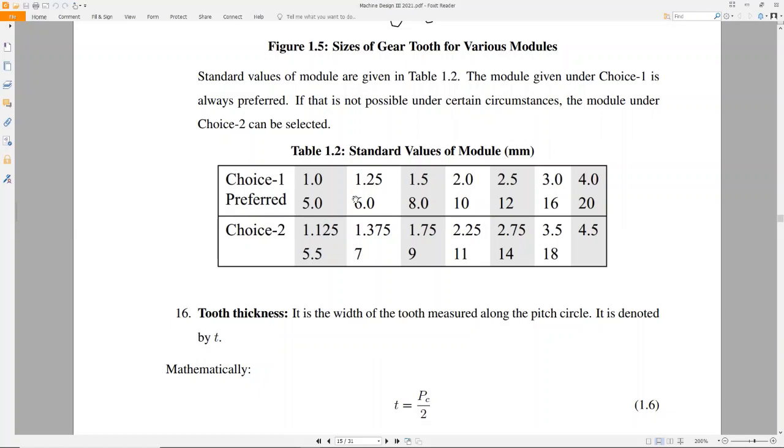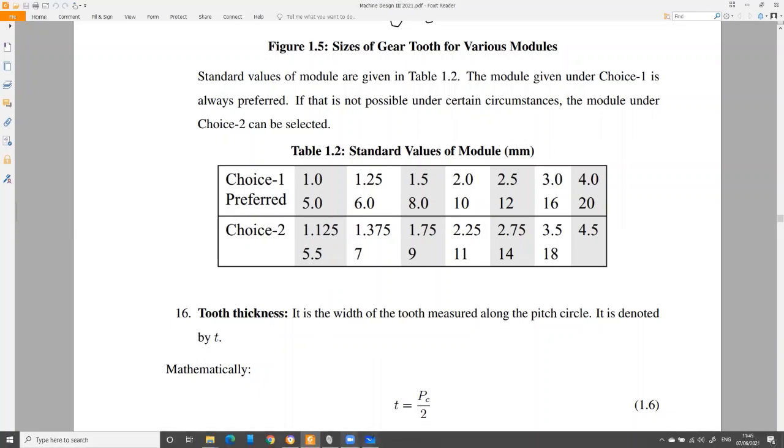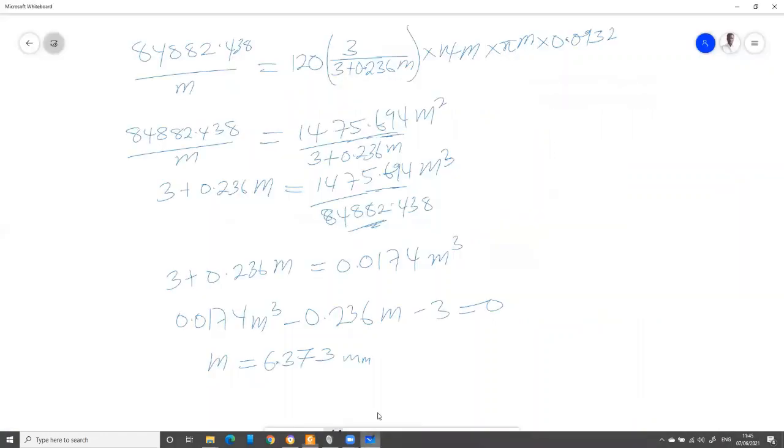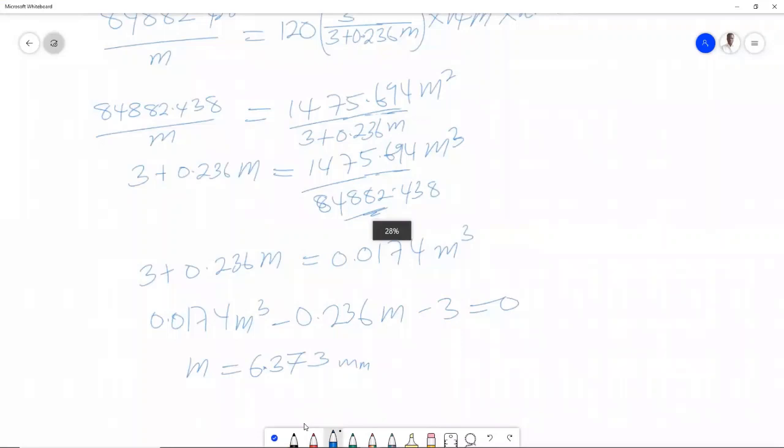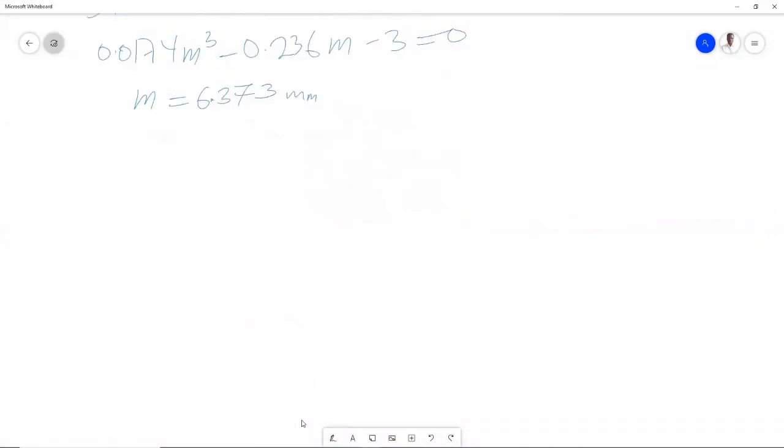Okay. So let's say that the value for the module we are taking is 6 millimeters. And if we take 6 millimeters, we can go ahead now and determine the other parameters for the gear. So we have the module equal to 6 millimeters.